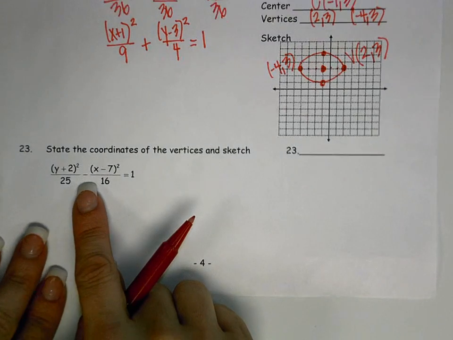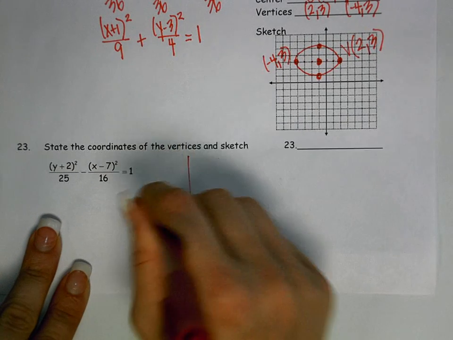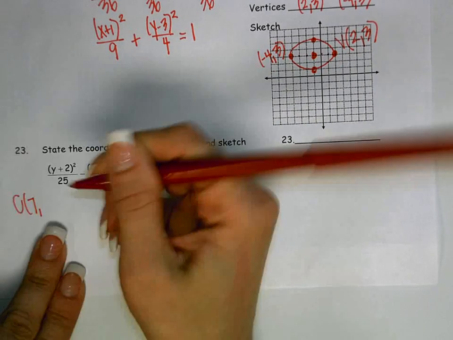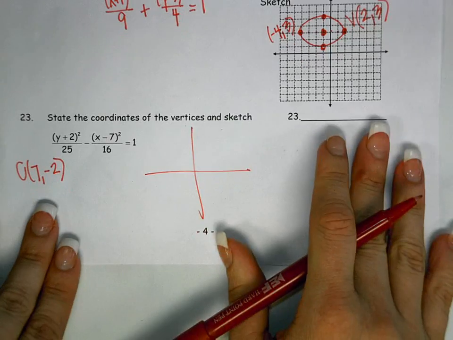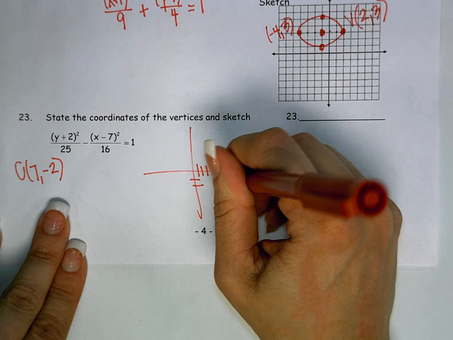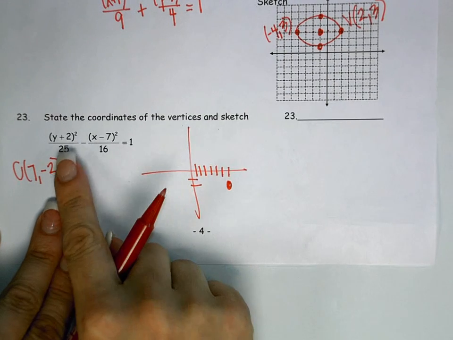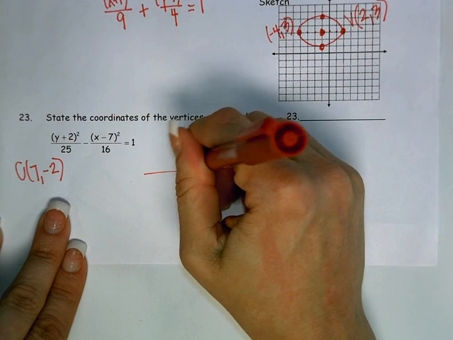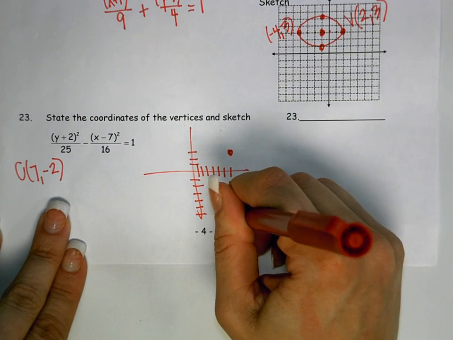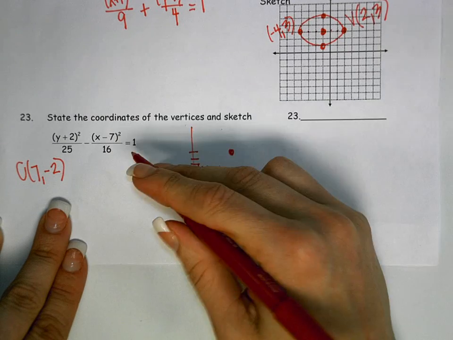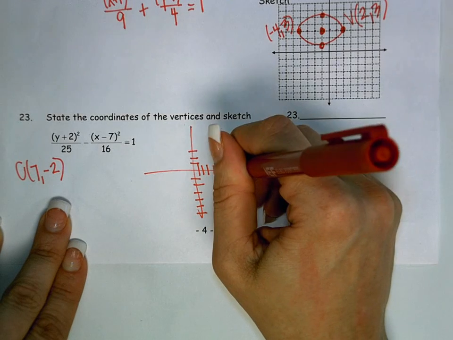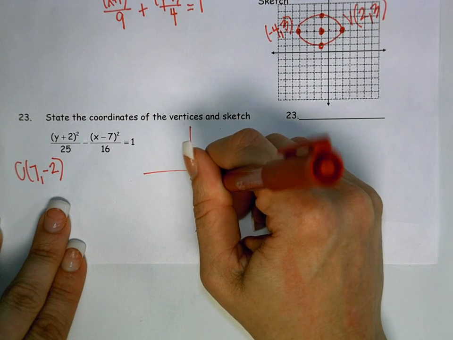This is also going to be a hyperbola because it has a negative in between. The center here, remember, the y is second. So your center would be at +7, -2. +7, -2. So over 7, down 2. Okay. On the y-axis, so that means up and down, you're going to move 5. So up 5, down 5. On the x-axis, you're going to move 4. So over 4 to the right and 4 to the left.